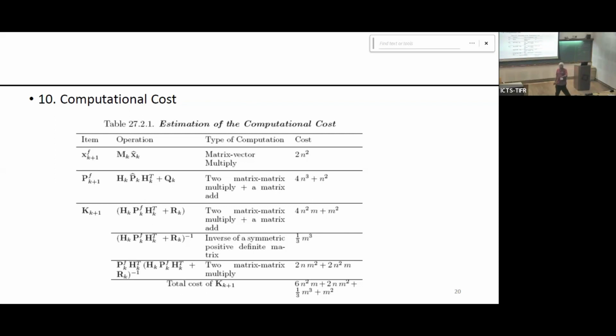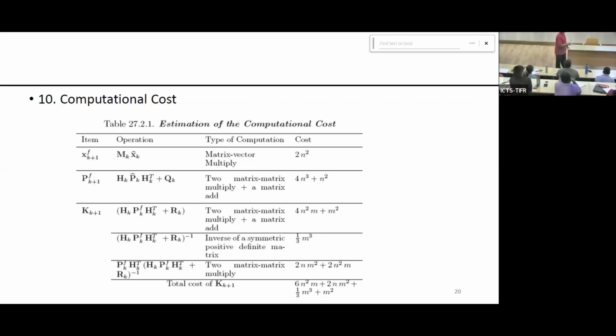How do you do matrix vector multiply? Row, column, inner product. An inner product takes how long? N multiplications, n additions. So to do inner product of two vectors, it takes 2n operations. To do a matrix vector multiplication, there are n inner products you need to do. So 2n times n is 2n square. So to compute the forecast covariance, it takes 4n cubed plus n square.